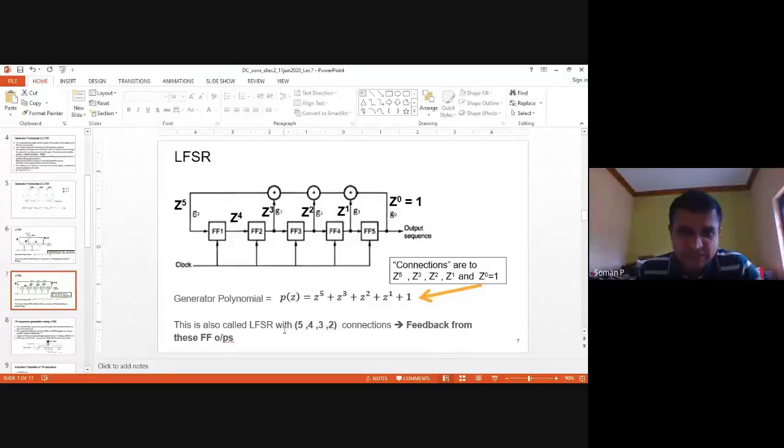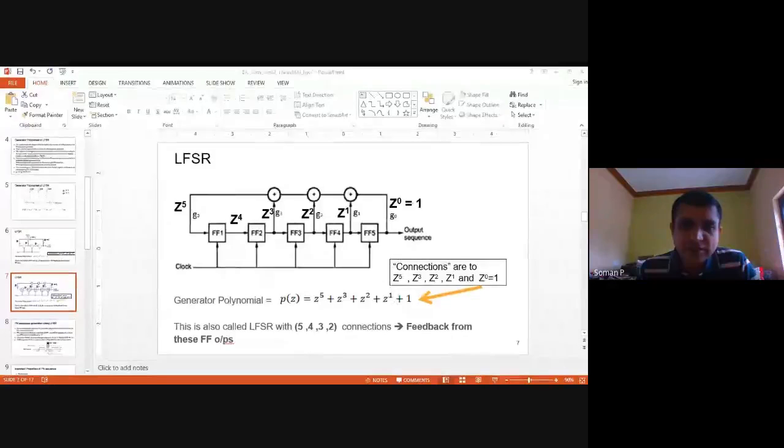It can be represented as this set or the polynomial P of Z. Z raised to 5, the highest term, will always be there, and the lowest term, Z raised to 0, that is equal to 1, will also always be there. After Z raised to 5, there is no feedback from Z raised to 4, so Z raised to 4 is absent in the polynomial. Then Z cube is there, there is a feedback, Z square is there, Z raised to 1 is there. Clear?